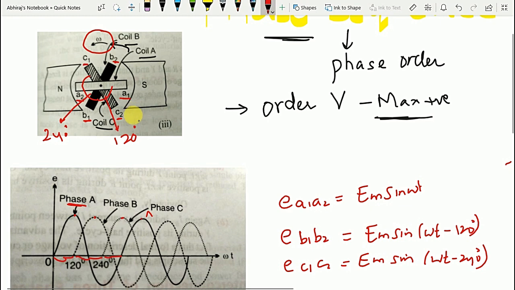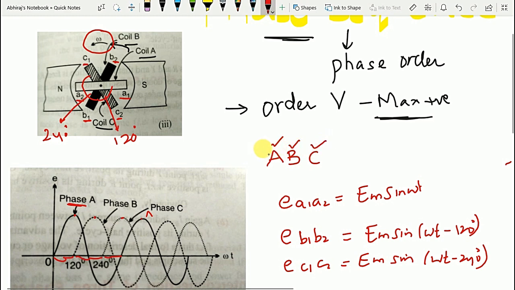So the phase sequence is determined by the direction of rotation of the alternator. The three coils A, B, C produce voltages displaced 120 degrees apart from each other, and the voltage in coil A attains its maximum value first, then B, and then C. Hence the phase sequence here is A, B, C, where A attains its maximum positive value first, then B, then C.